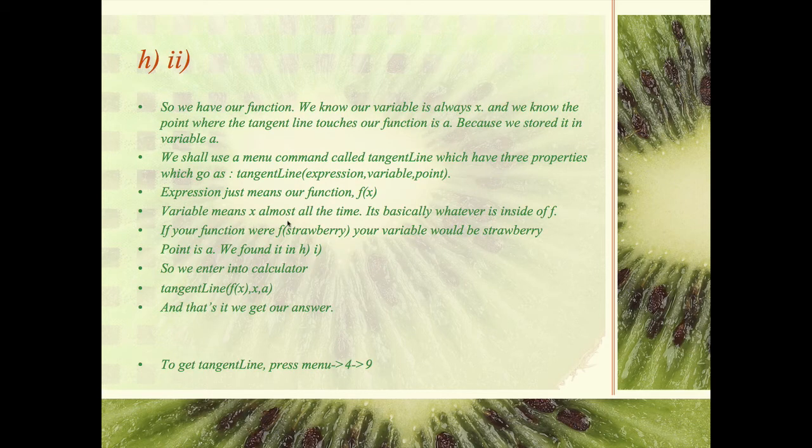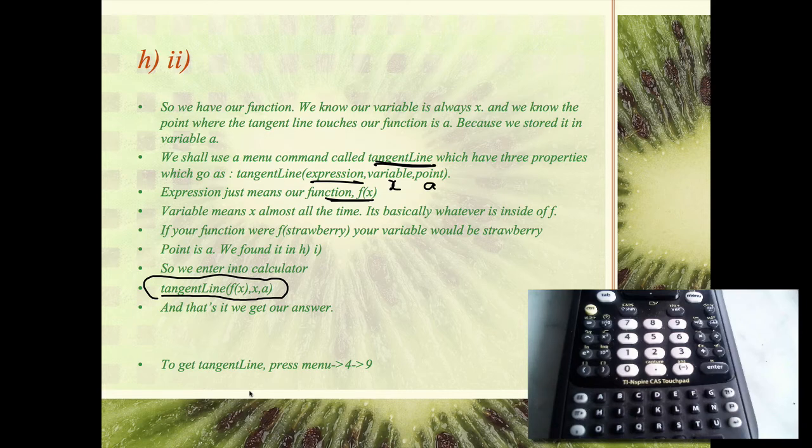Okay, so now we have our points. Now we need to find our tangent function. We know a variable is always x, right? So we can use this command called tangent line to just quickly find the line we need. So we need three properties in this thing. We need the expression, which is our function f of x, variable, which is x, and point, which is a, right? Variable means x always, all the time. Okay, so we just put in tangent line of f of x comma a, and that's it. You get your answer. Okay, and to get tangent line, you press menu 4 and 9. Yeah, I'm pretty sure that's it.